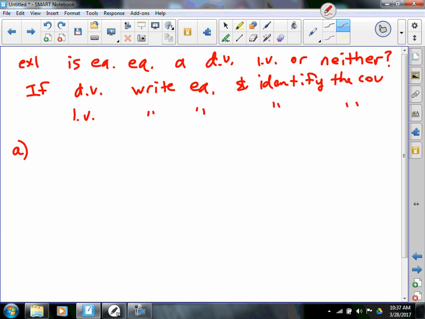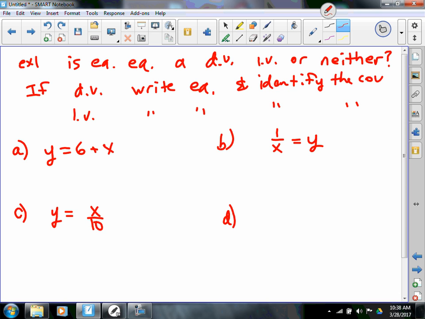So here we go. Number A, number B, and so on. I know A, B, C and D aren't numbers. Why did I go A, B, C, D? That's a good question. D, there we go. So let's look at y equals 6 plus x; 1 over x equals y; y equals x over 10, that's a good one; and xy equals 3. Those are all pretty good.